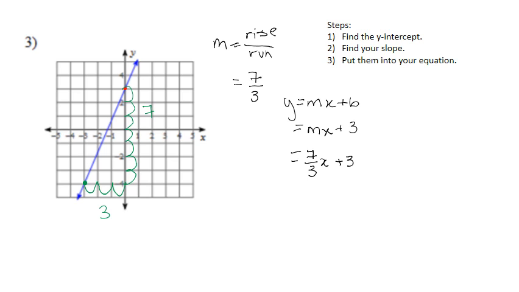One last suggestion. Notice that each time I found the rise and the run, I started with the point furthest to the left, and then I did my second point furthest to the right. So always start with your point that's on this side, calculating your rise and your run. That way you can do it positive if it's going up and negative if it's going down.